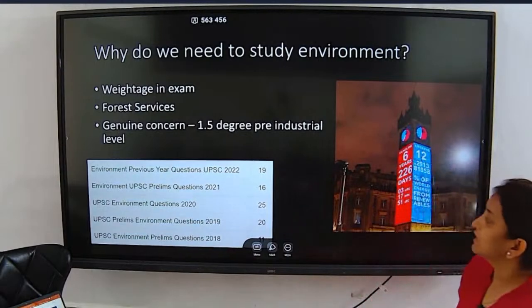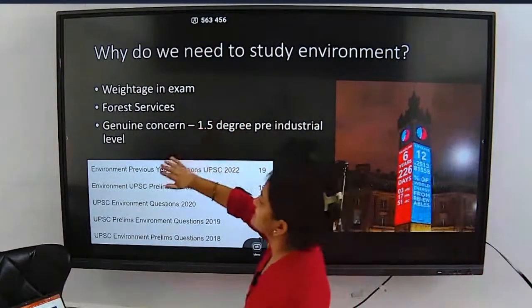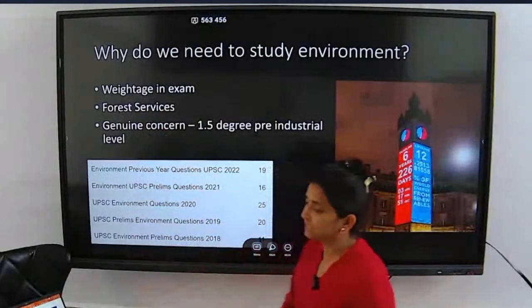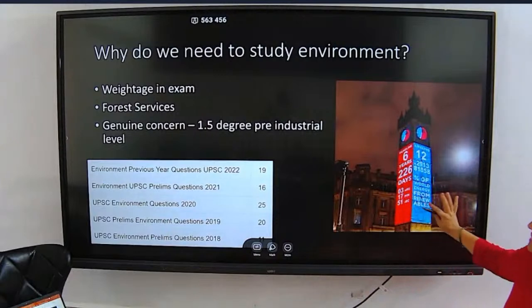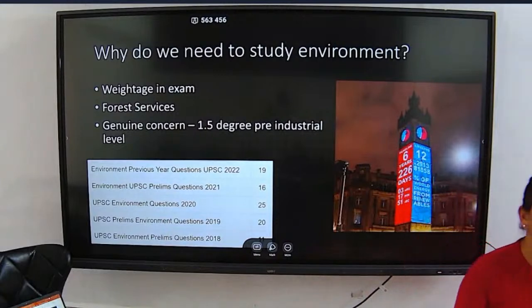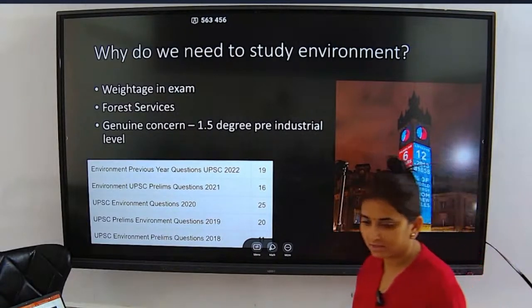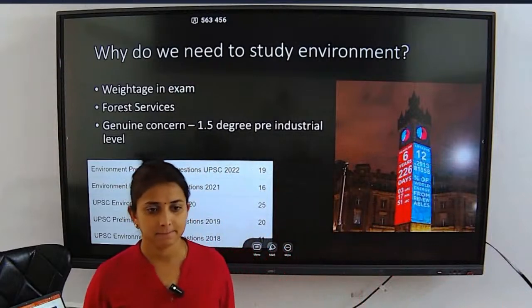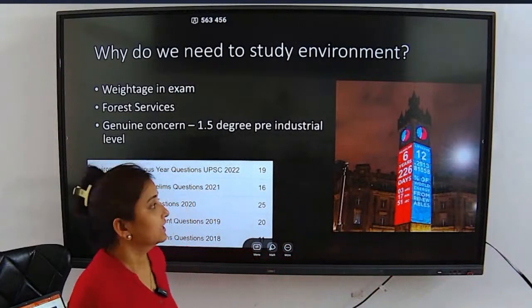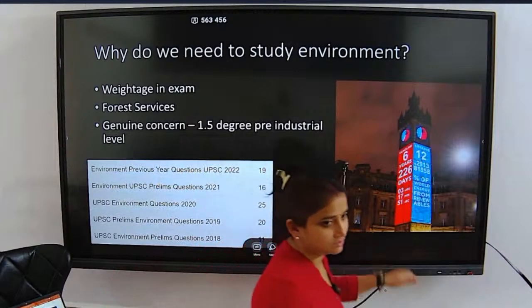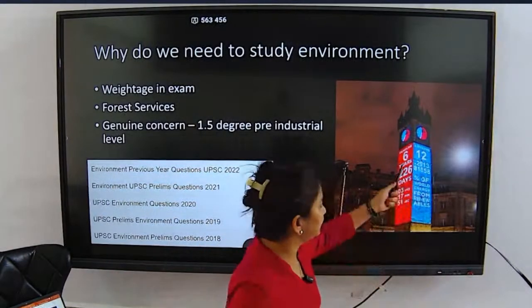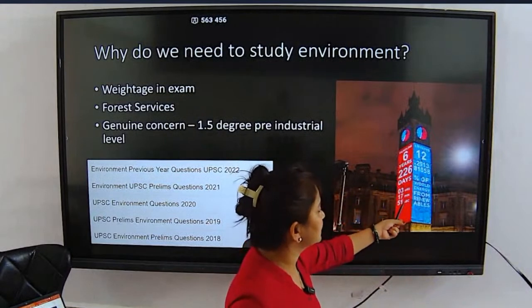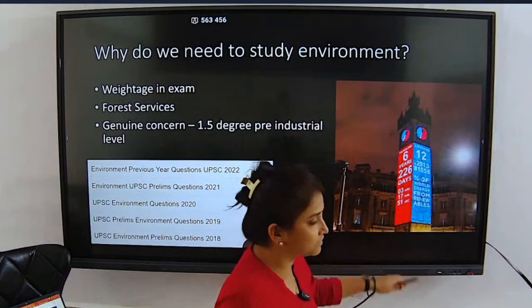Now, apart from all these reasons, there is also a genuine concern related to environment. Do you recognize this? Have you seen this anywhere in newspapers and magazines? No? Okay, this is basically a climate clock. A climate clock refers to a time period. This is showing 6 years, 226 days, 3 hours, 17 minutes and 51 seconds.